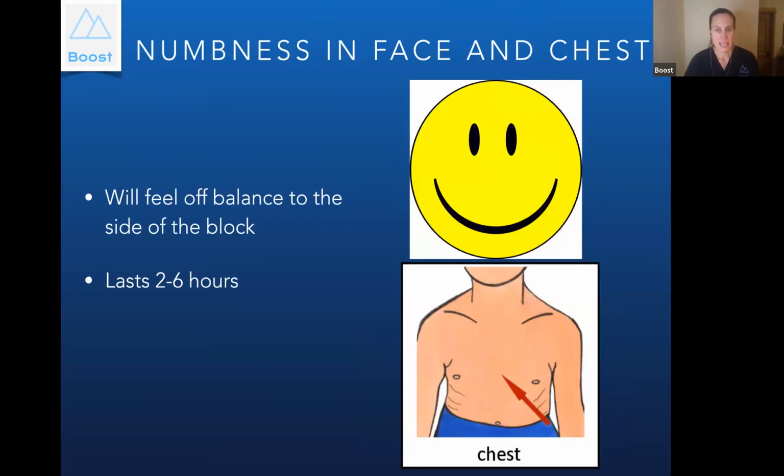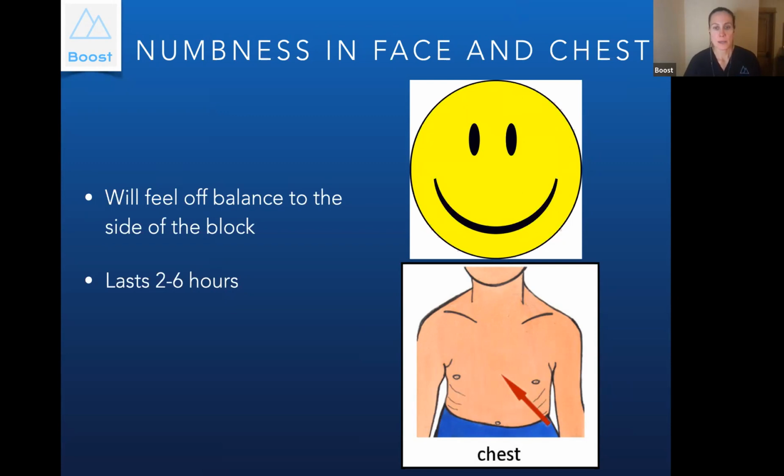And the other thing that happens occasionally, depending on where people's nerves are, this is not as common, but it certainly is in the realm of things that can happen, is you can get some numbness in your face, chest, and into your arm on the side of the block. I've noticed that some people who have had neck surgeries before, who have a lot of scar tissue, can sometimes get other shooting pains throughout their body.